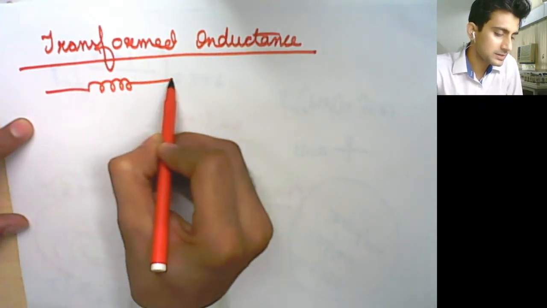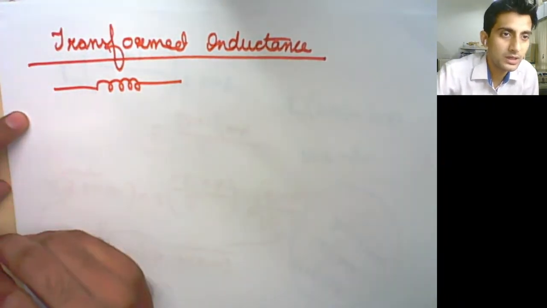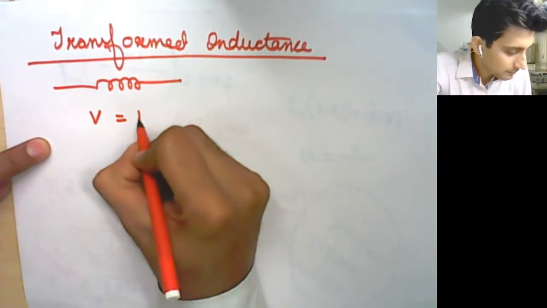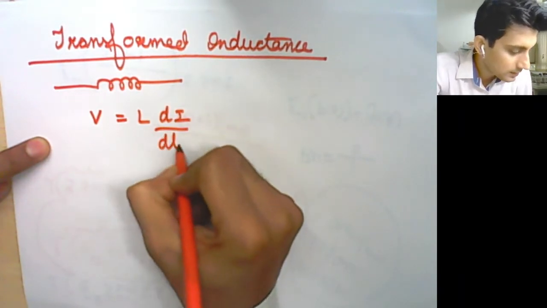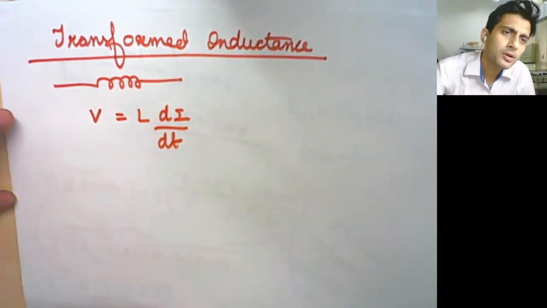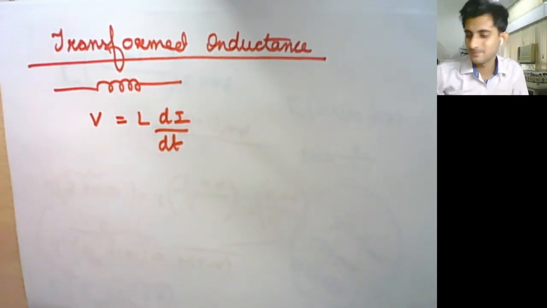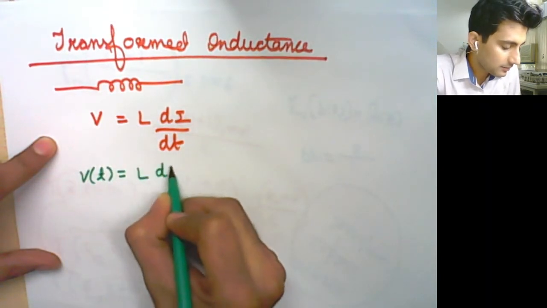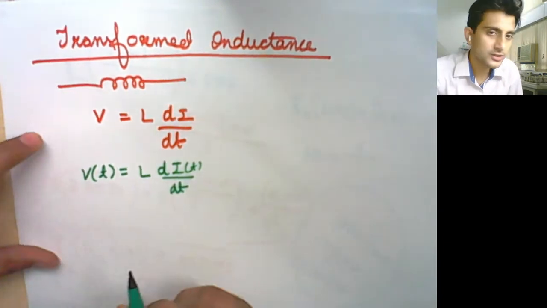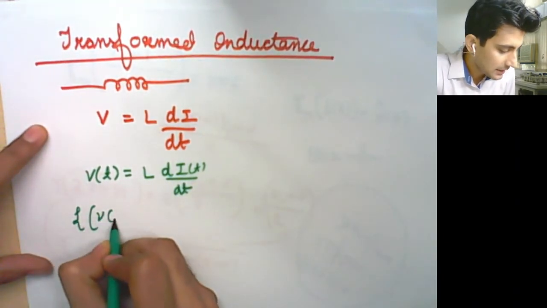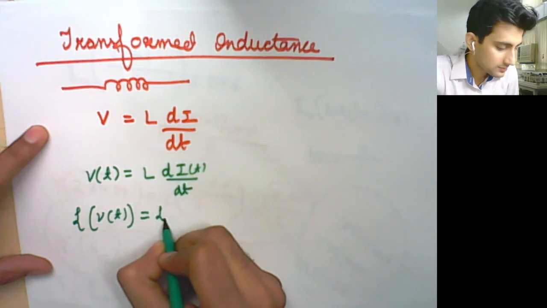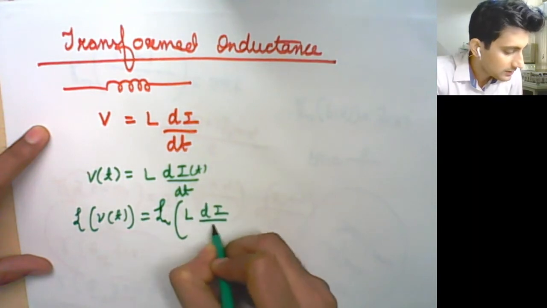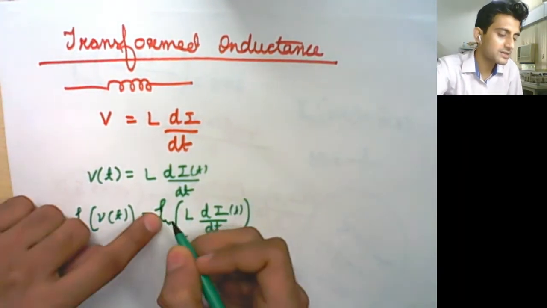This is our inductance. What is the equation in the time domain you deal with for inductance? Is it V equals L di by dt or I equals C dV by dt? V equals L di by dt. So over here it means that V is a function of time, and di by dt is also a function of time. Taking Laplace transform on both sides, the Laplace transform of V equals L times the Laplace transform of di by dt, where L is inductance.